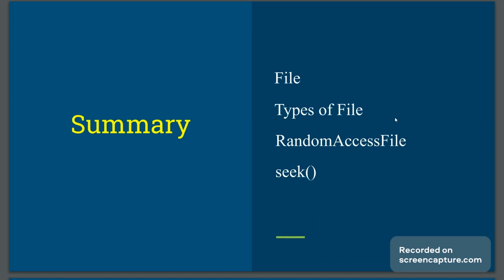So in this session, we have seen the two types of files in Java, sequential file and random access file. The seek method is used to move the file pointer to any arbitrary position in the file.